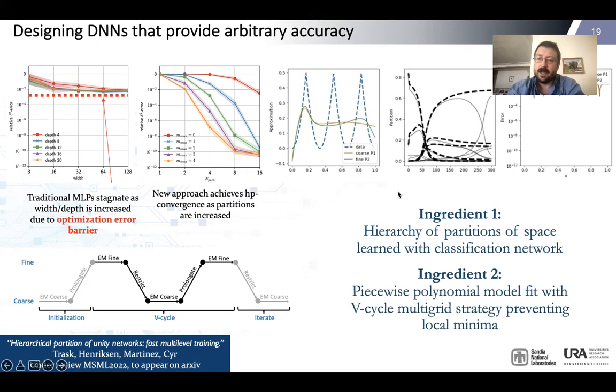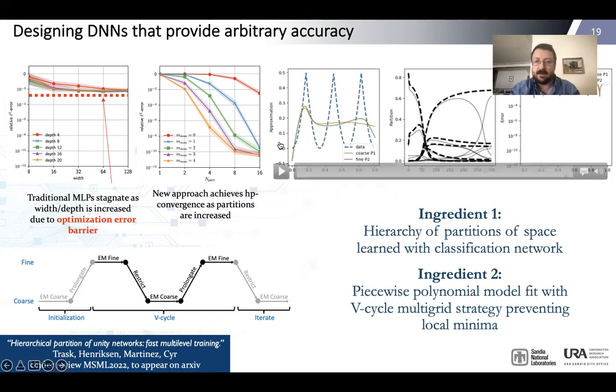And the idea here is we're going the same way that a finite element mesh would partition space and let you do piecewise polynomial approximation. We use classification networks in order to build a hierarchy of partitions of space, but this is totally mesh free, right? There's no human in the loop or mesh generation. And then on each one of those things, we can fit a polynomial model. We have fast optimizers in order to do it. And you can train this hierarchy with a V-cycle thing that goes up and down.